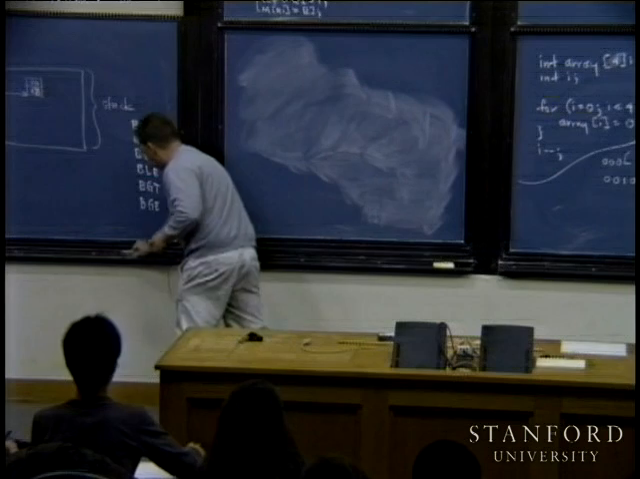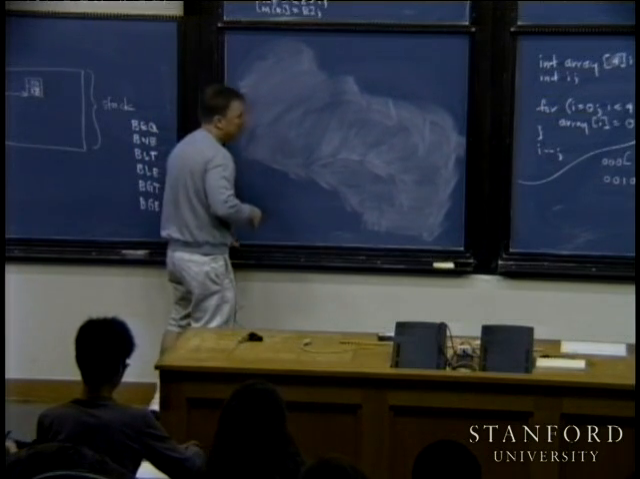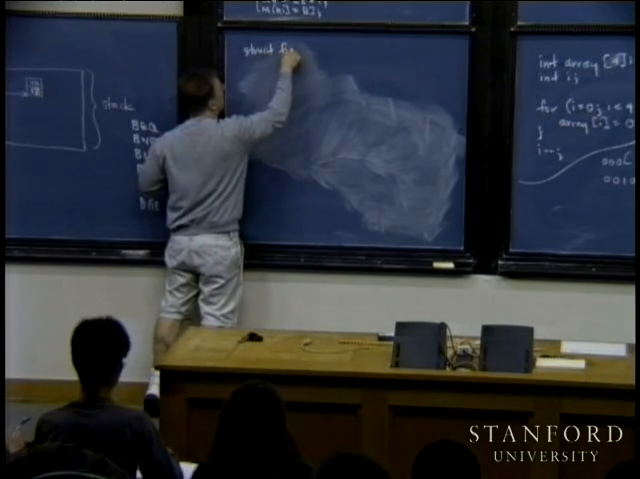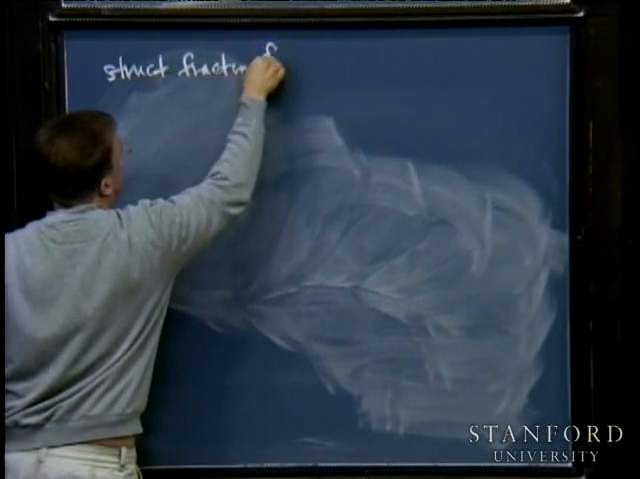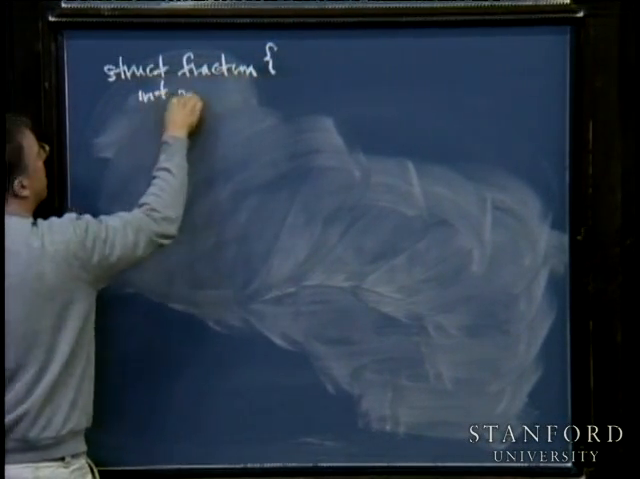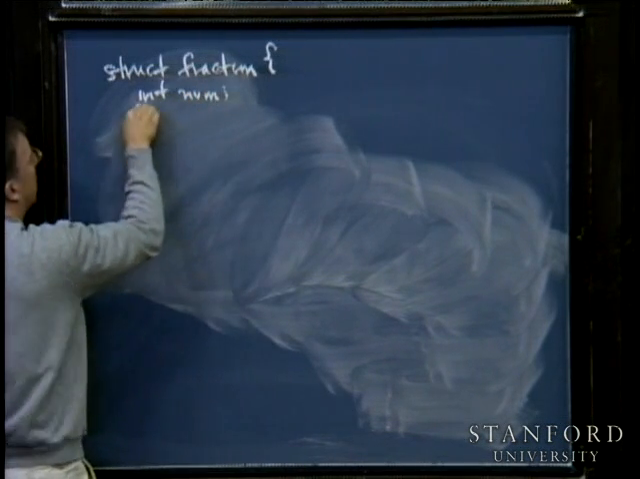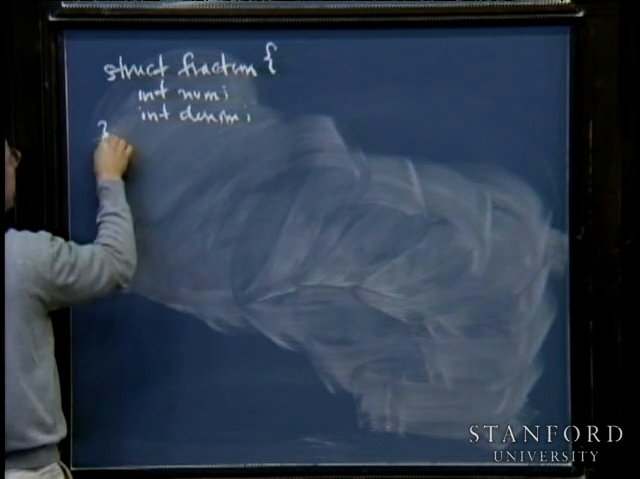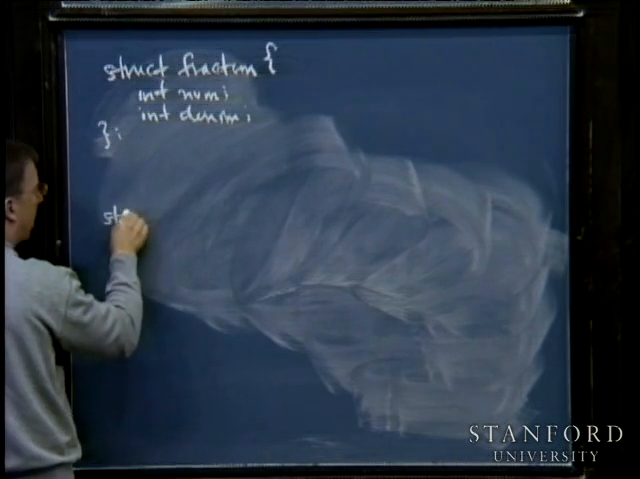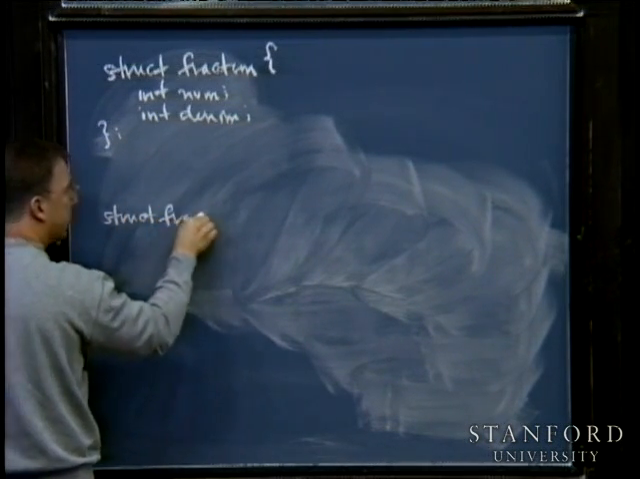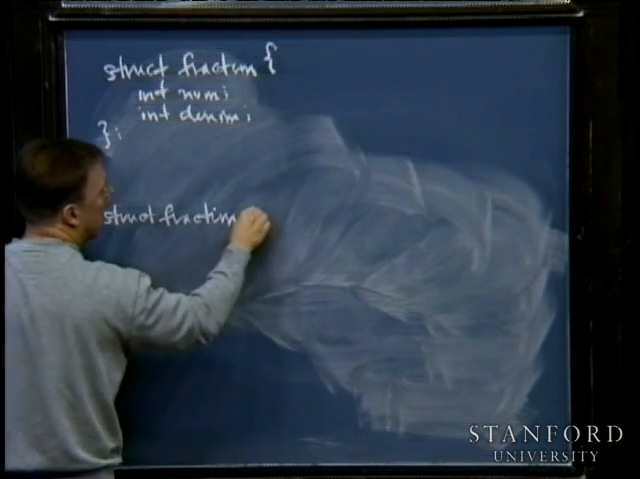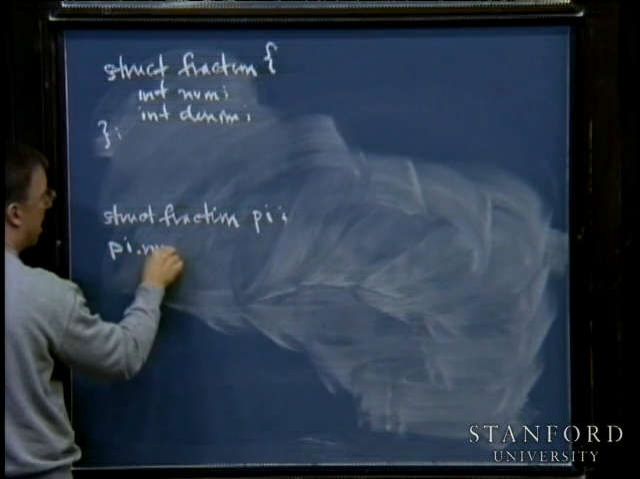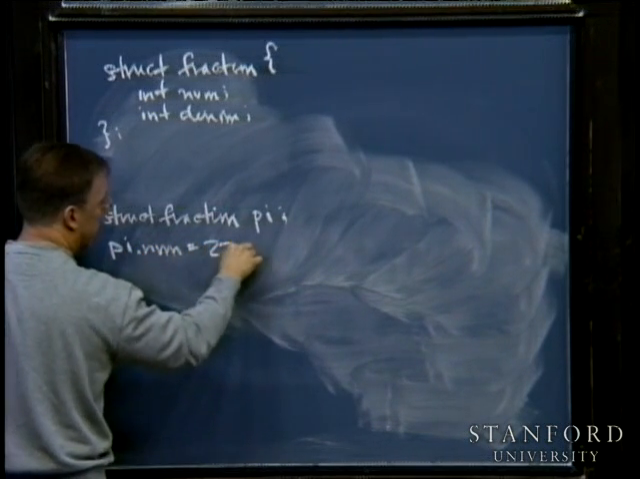that's framed in terms of the struct fraction we dealt with in lecture 3 or 4. Struct fraction, int num, int denom, and that's it. And I declare a struct fraction called pi, and I do this. pi.num is equal to 22.